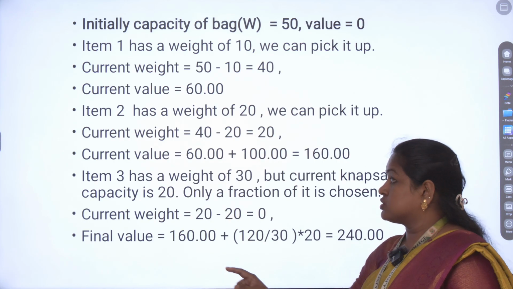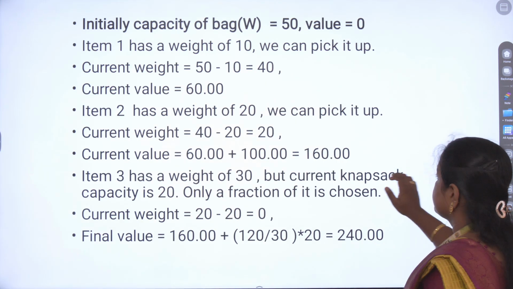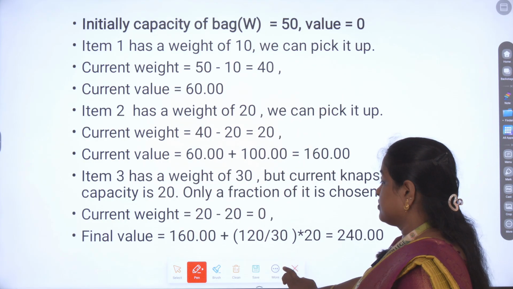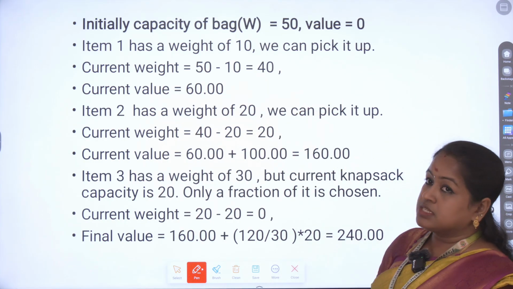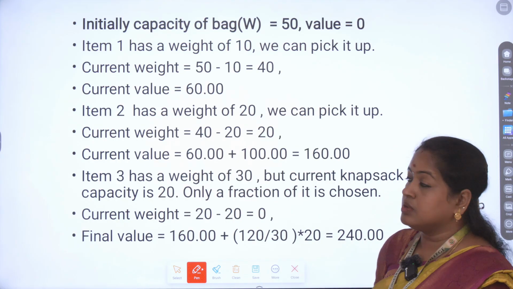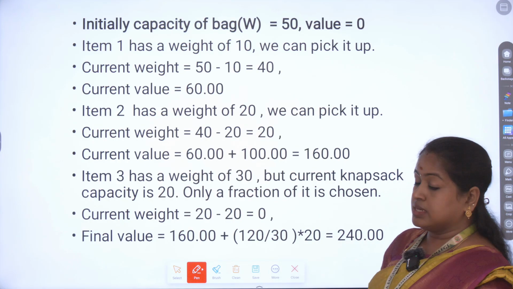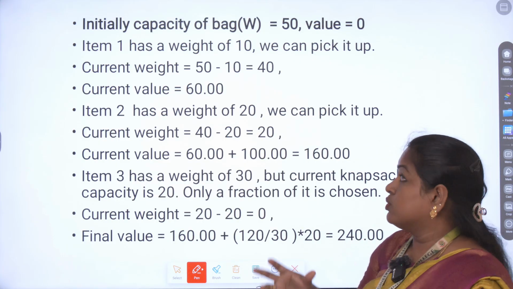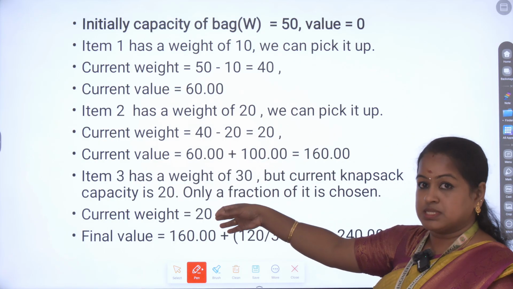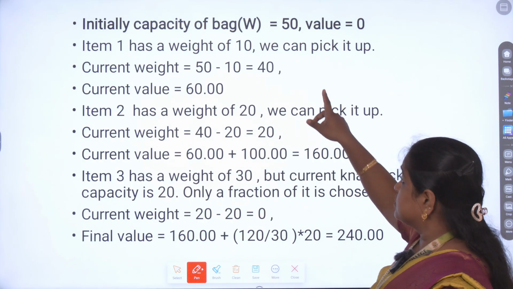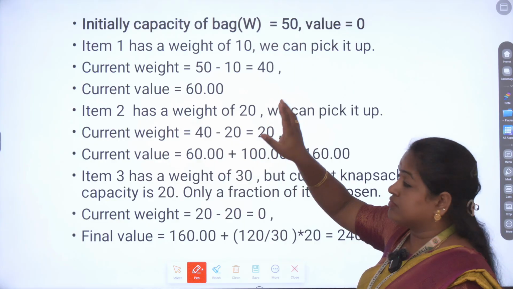Now we are going to solve this. The initial capacity of the bag is 50. So my bag can take only 50 weight and the value is 0, that is, initially I don't have anything in my bag. I'm going to place items now. We have 3 items here, and we are going to place these 3 items in our bag, keeping in mind the initial capacity of the bag, 50.